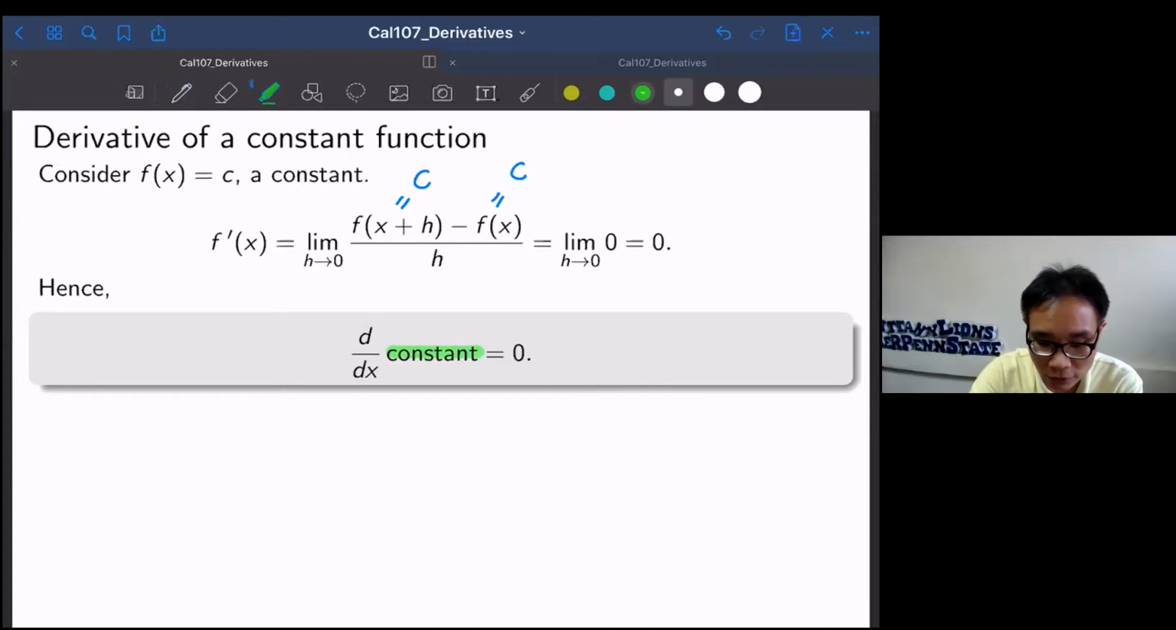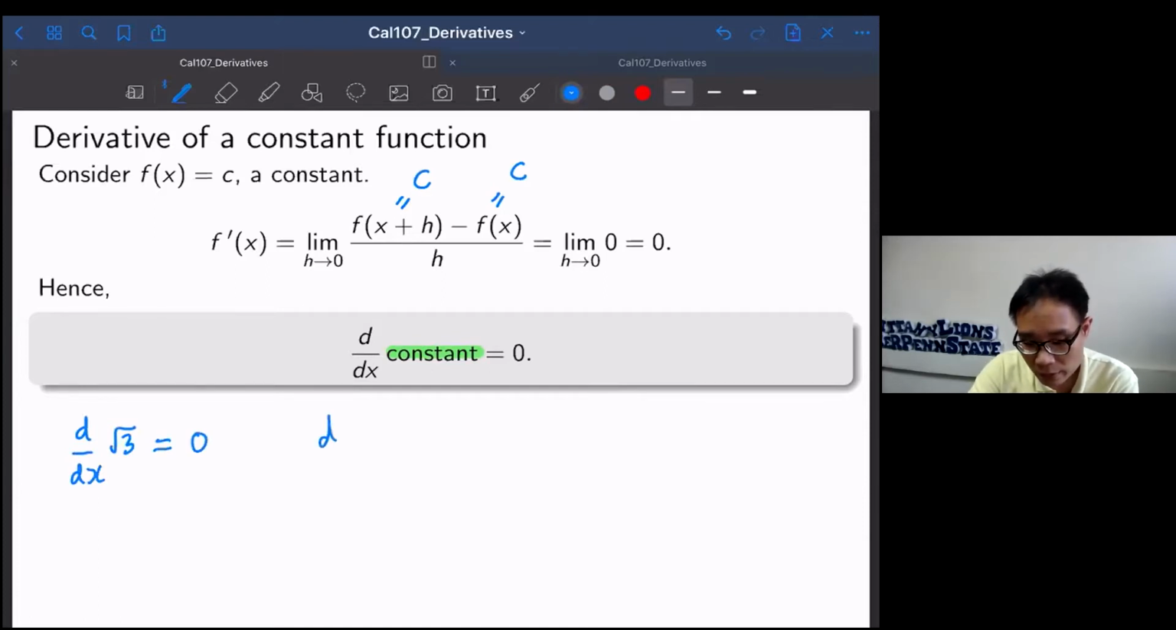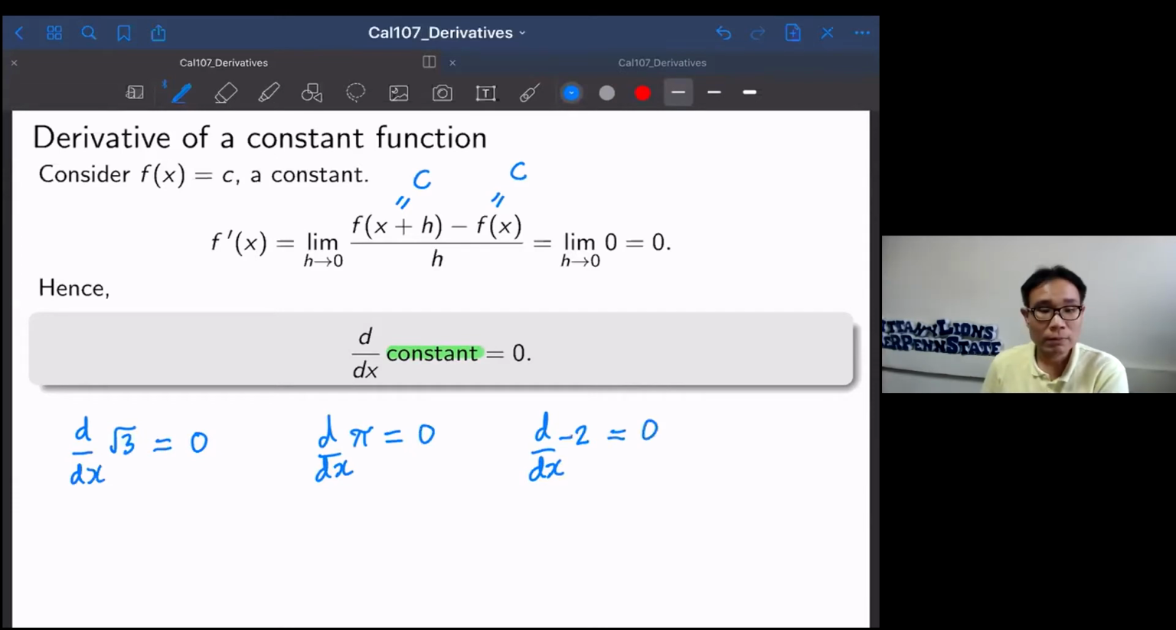So we have the first formula: when you differentiate a constant, it's equal to 0. For example, d/dx of root 3 is 0. d/dx of pi equals 0. d/dx of 2 is equal to 0. Let's try negative 2. Okay, so the derivative of a constant is 0.